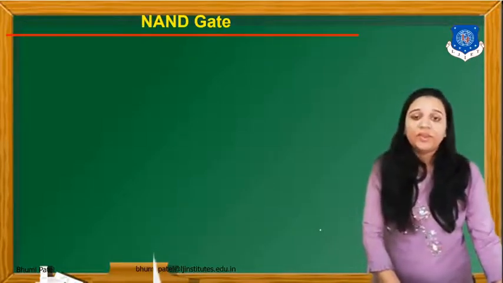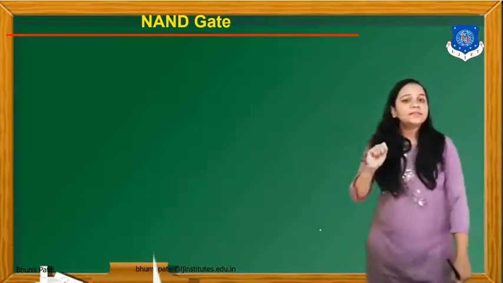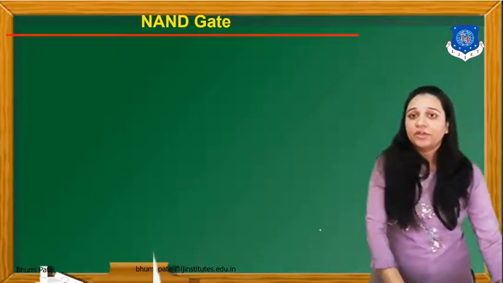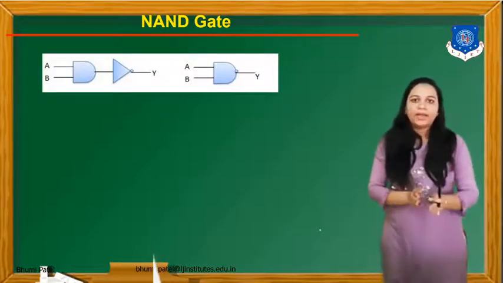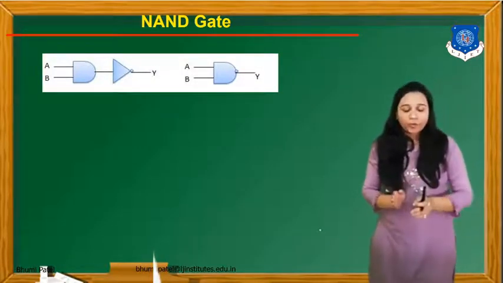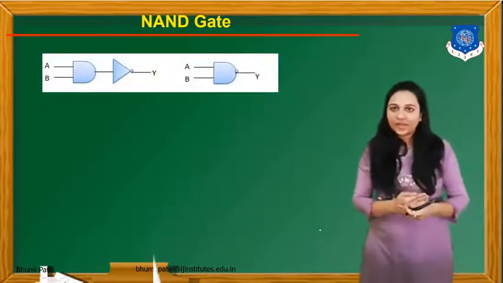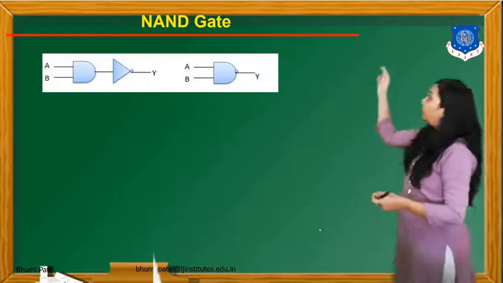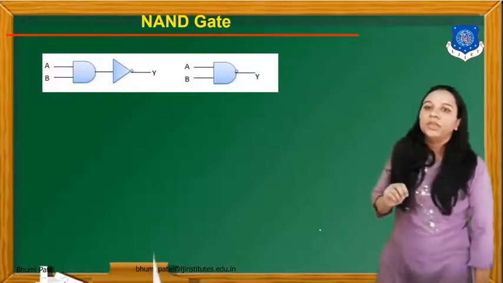Okay, the next one is the universal gate. We have two types of universal gate. First one is the NAND gate, and the second is the NOR gate. What is the NAND gate? It is the implement of the AND gate. Whatever output of the AND gate, if we complement this output, after the AND gate we can put the NOT gate, so it becomes the NAND gate.